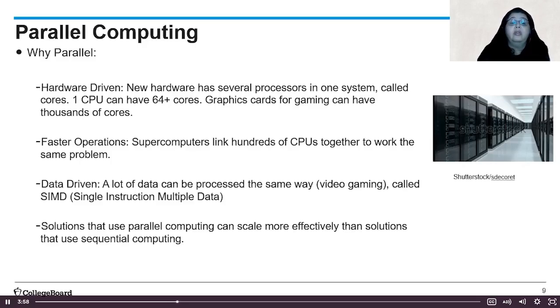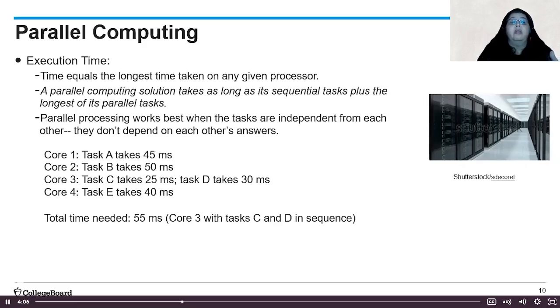And the solutions that use parallel computing can scale more effectively and efficiently than sequential computing. So, parallel computing, let's look at some of the execution time for a parallel computing system. Let's say, for example, we have here Core 1, Task A, 45 seconds. Core 2 has Task B, 50 seconds.